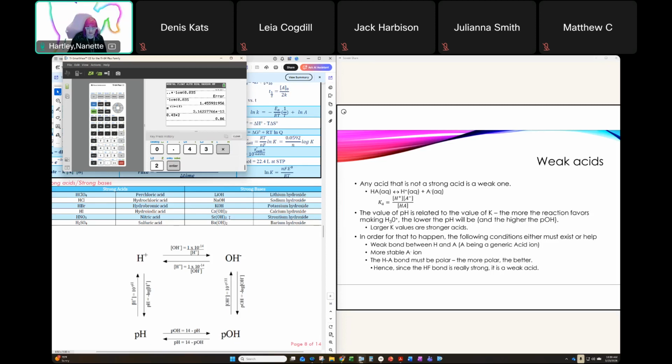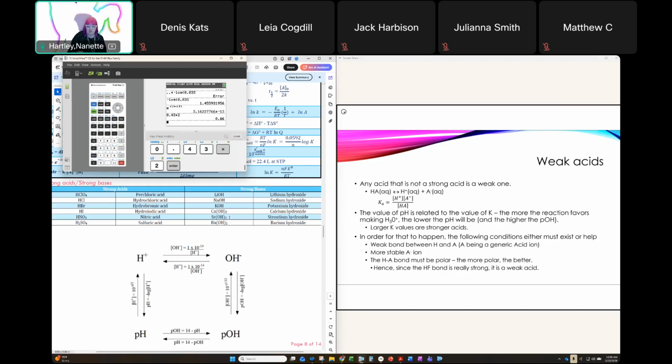Now, in order for that to happen, the following conditions must exist in order for it to be a good acid. The bond between the H and the A must be weak. So A must be able to stand on its own once it's come off of that H. So that A must be able to handle that charge. F, because it's so tiny, has a really hard time being an F minus. It's highly reactive, and so it doesn't handle being F minus by itself very well. So it will always react with things around it. And that's why HF is not a good acid.